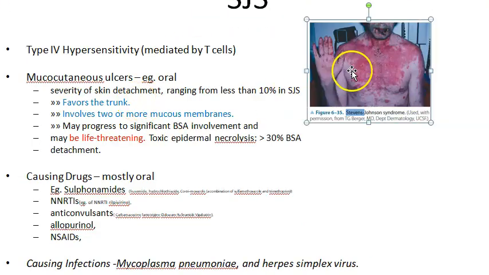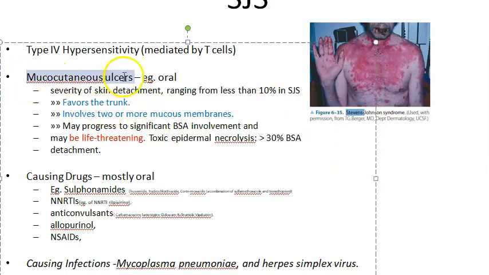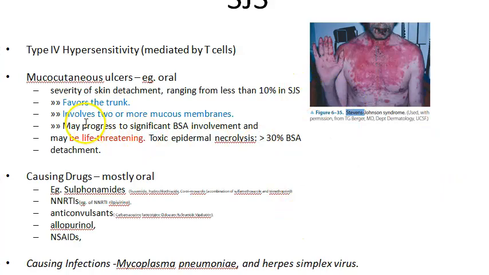It will affect mostly the trunk. Mucocutaneous ulcers will be there, for example oral ulcers. The amount of skin detachment involved is less than 10% body surface area, because if it is greater than 30%, then you will call it TEN, that is toxic epidermal necrolysis, which could be life threatening. So you should make sure that this doesn't progress to that. Are you there with me, guys? So what are we looking at? Stevens-Johnson syndrome. First of all, we are understanding it, then only we can write the treatment, correct?